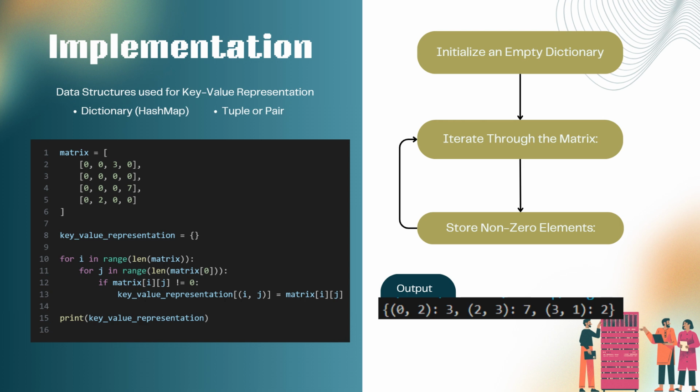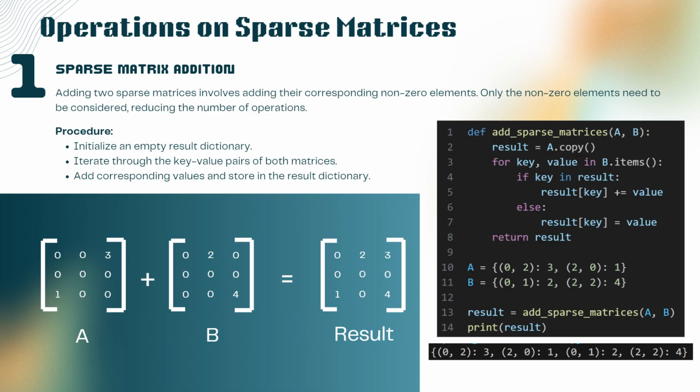Step 3. Store non-zero elements. Add an entry in the dictionary with the position as the key and the matrix element as the value. Here we have implemented a Python program using these steps. First, we have given the matrix and followed the steps, and we got the output for the non-zero elements positions.